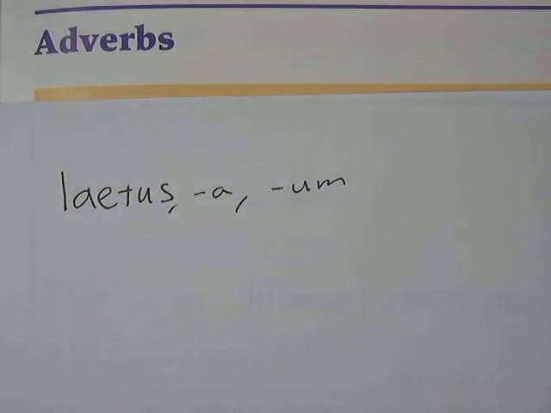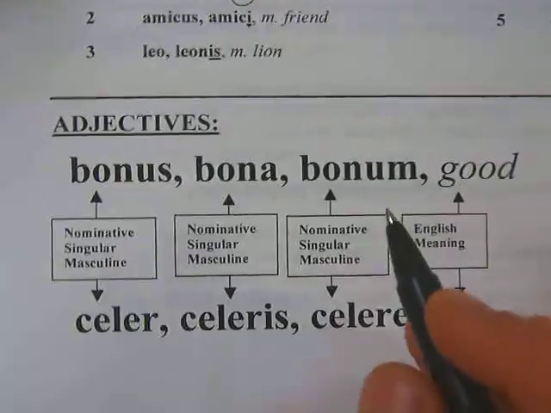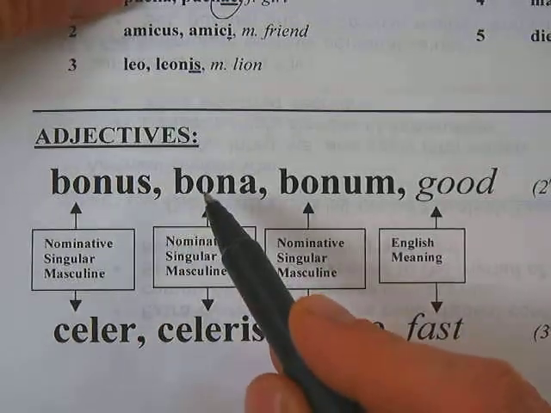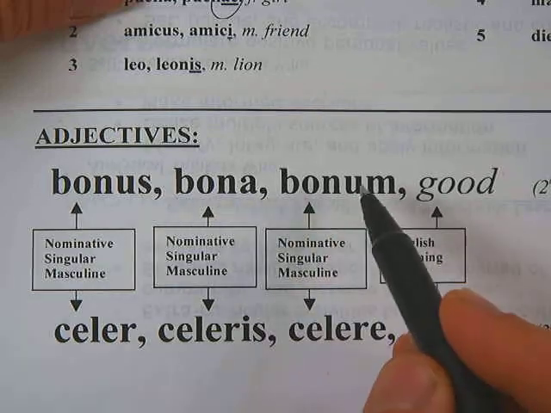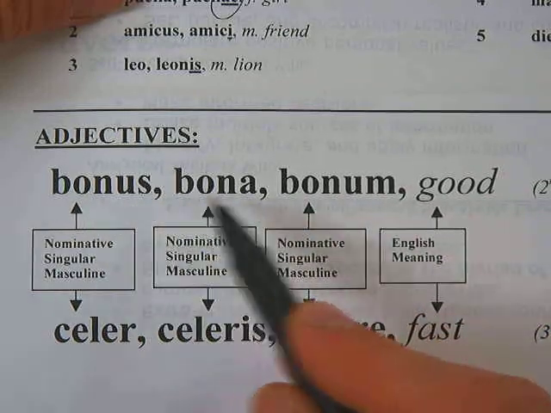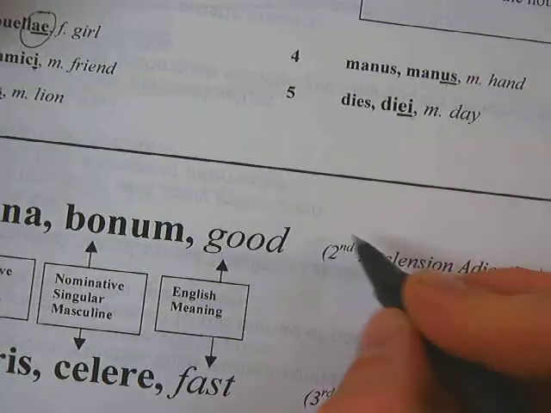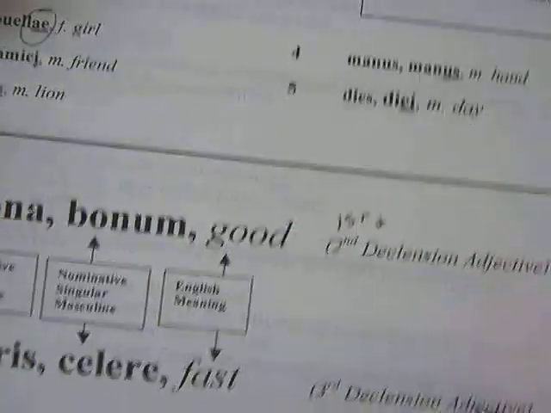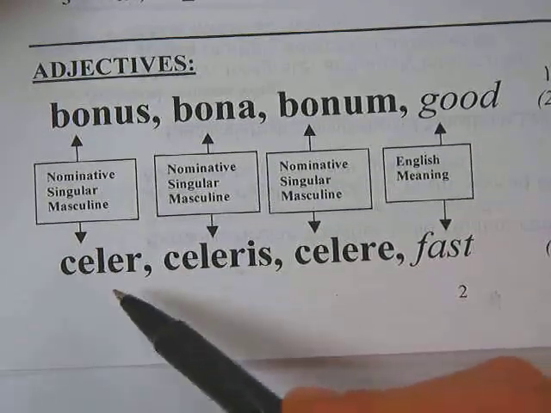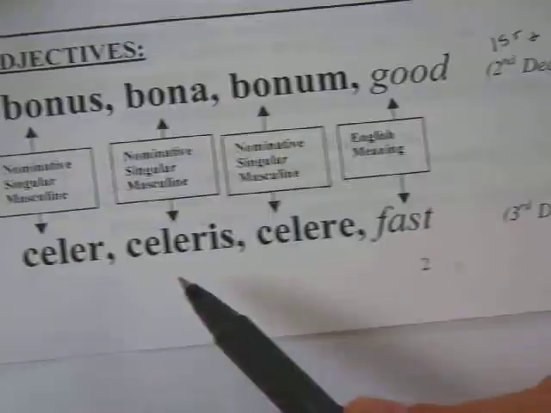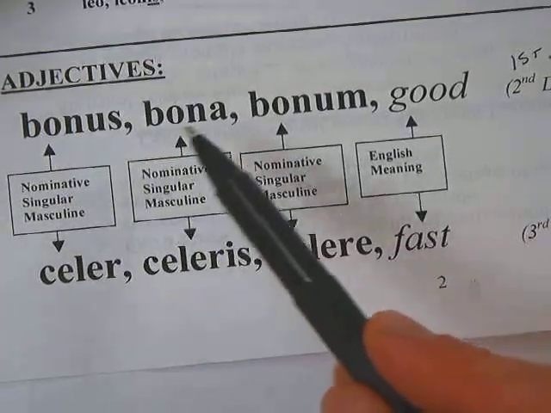Let me show you on my little dictionary explanation page here how this works. Adjectives in the dictionary are written masculine nominative, feminine nominative, neuter. So just like that. Bonus, bona, bonum means good. That's a first and second declension adjective. Celer would be celer, celeris, celere. And that's a third declension adjective, like I just talked about a little bit ago.